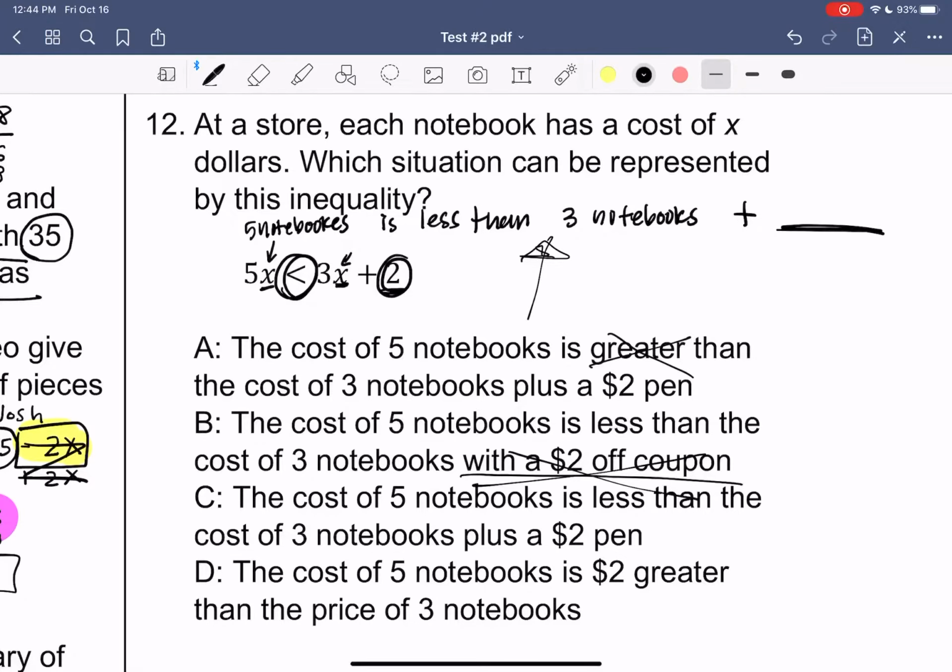All right, the cost of 5 notebooks is less than the cost of 3 notebooks plus a $2 pen. Okay, that looks like it could be right. Let's read the last one. The cost of 5 notebooks is $2 greater than the price of 3 notebooks. And that just doesn't even make sense. So that's going to end us at C.